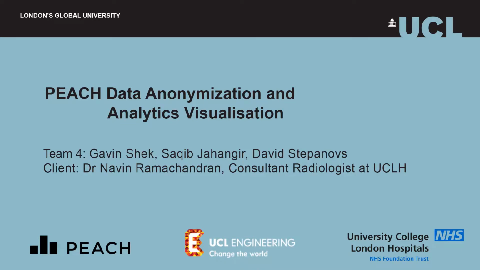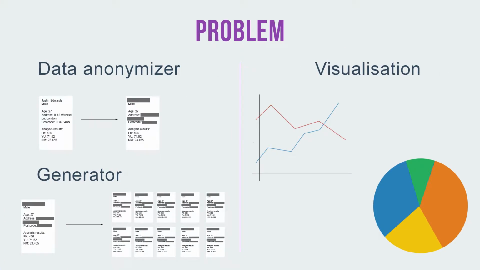Hello, we are Team 4 and our project is Data Anonymization and Analytics Visualization. We are working with the Platform for Enhanced Analytics and Computational Healthcare Group, also known as PEACH. They are based at University College London Hospital. This project has two rather contrasting primary objectives.